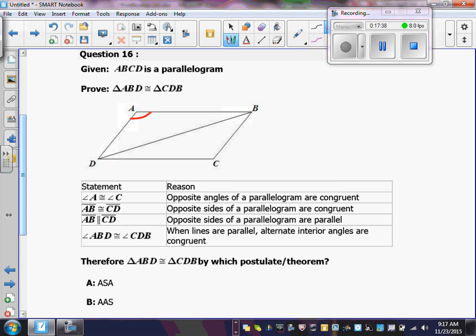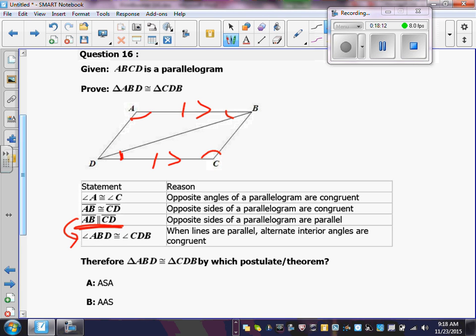Angle A is congruent to angle C, AB is congruent to CD, and then they said, this is very important, AB is parallel, so I have to mark it this way, parallel to CD. And when lines are parallel, the interior angles are congruent. So why would they give you a parallel line? When you know that the two lines are parallel, it says angle ABD is congruent to angle CDB. So they give you this angle.